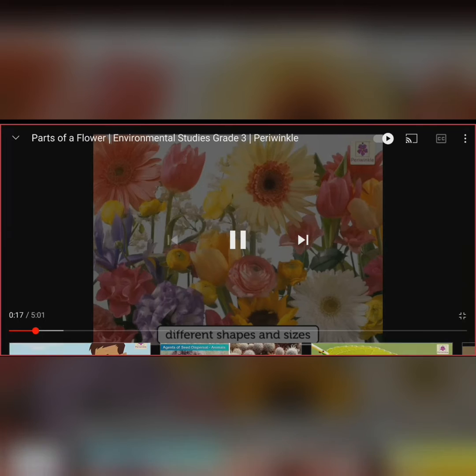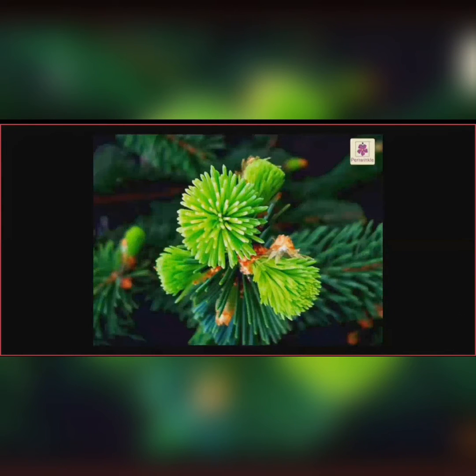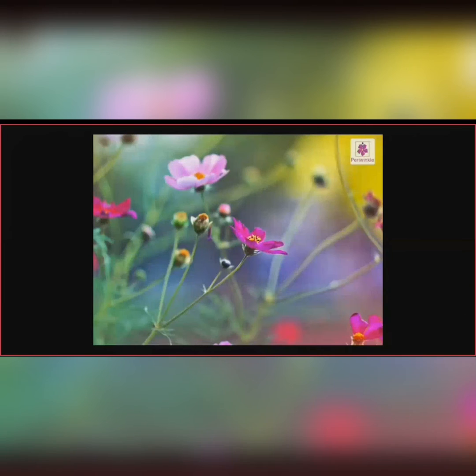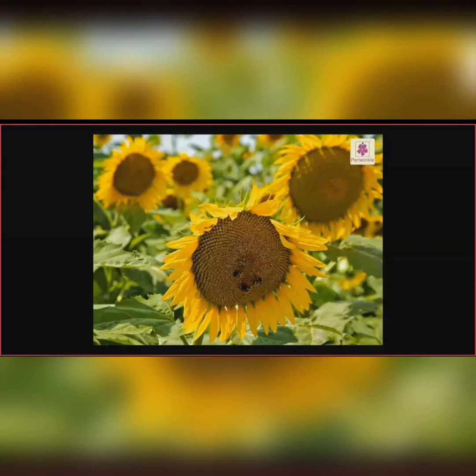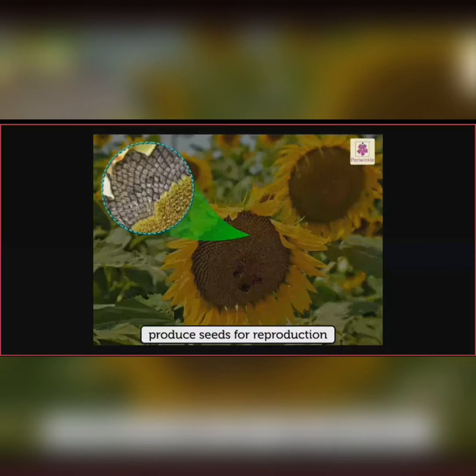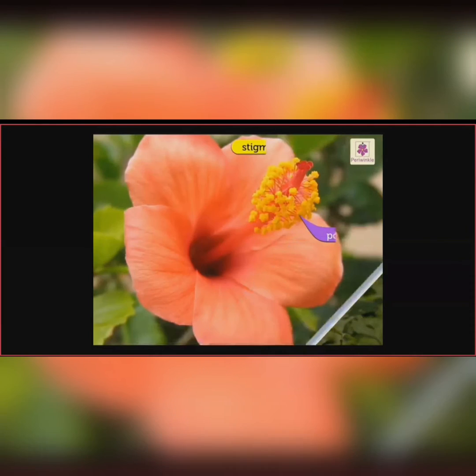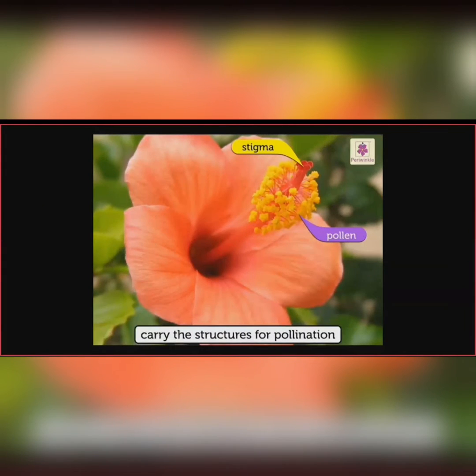Flowers come in many shapes and sizes. They range from tiny green ones to brightly colored blooms. Flowers also have an important job to do. They produce seeds for reproduction. They also carry the structures that are necessary for pollination.